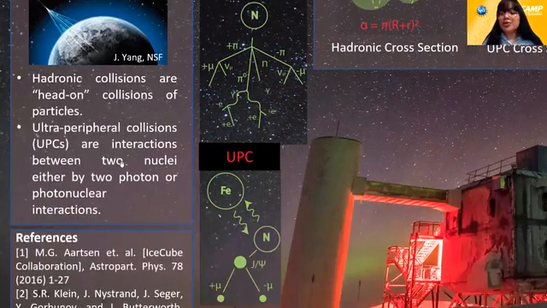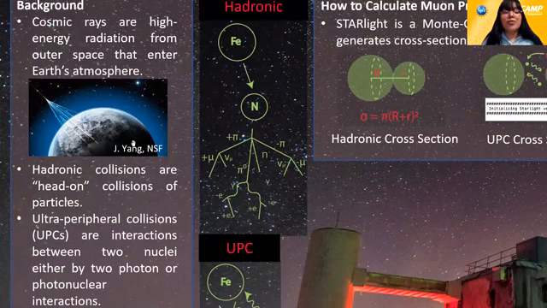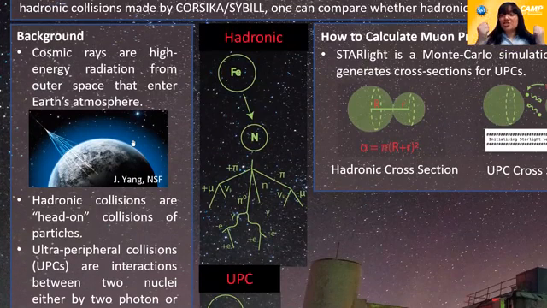And so there's two different ways they can interact. One way is called hadronic collisions, which is essentially the cosmic ray particle and the atmospheric particle collide head on, and their impulse creates a cosmic ray shower, as shown here.